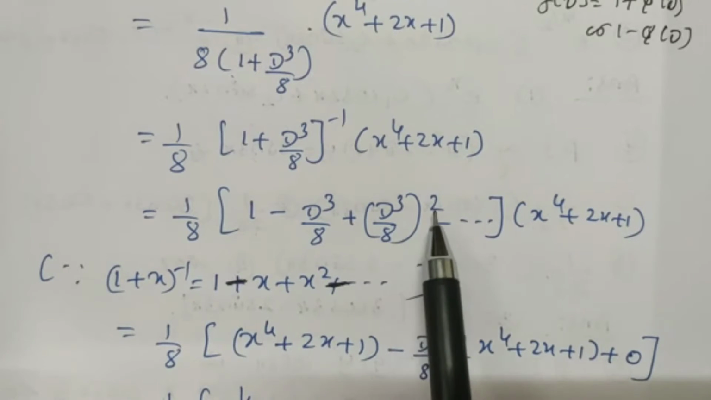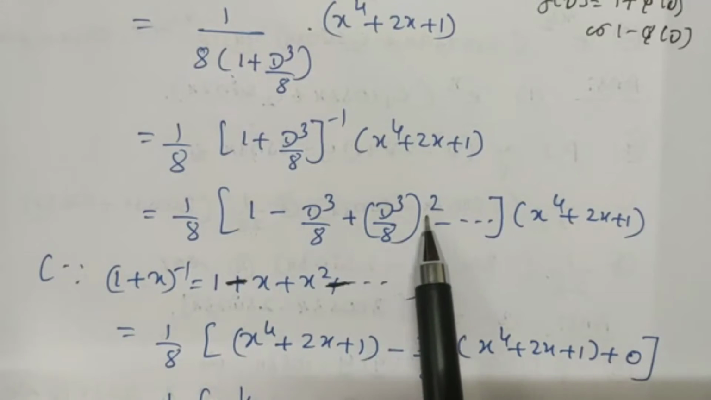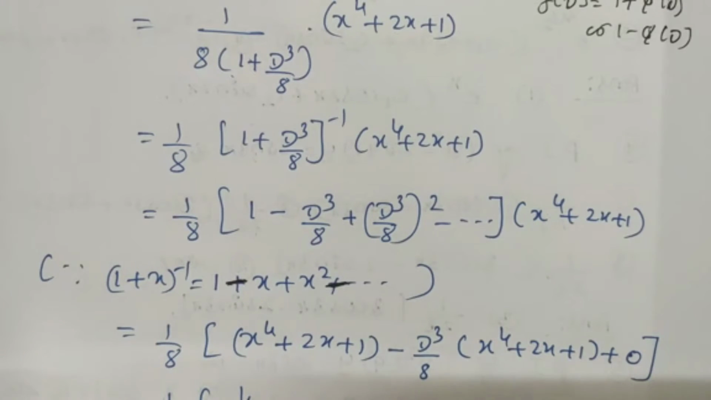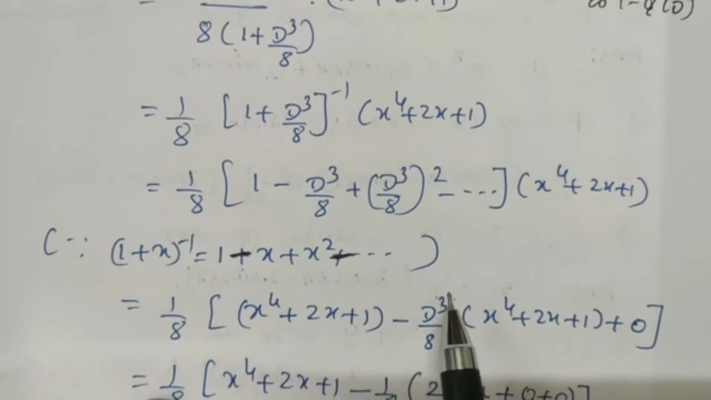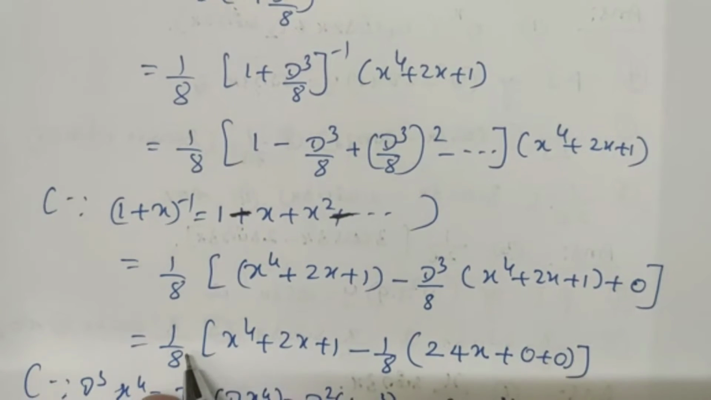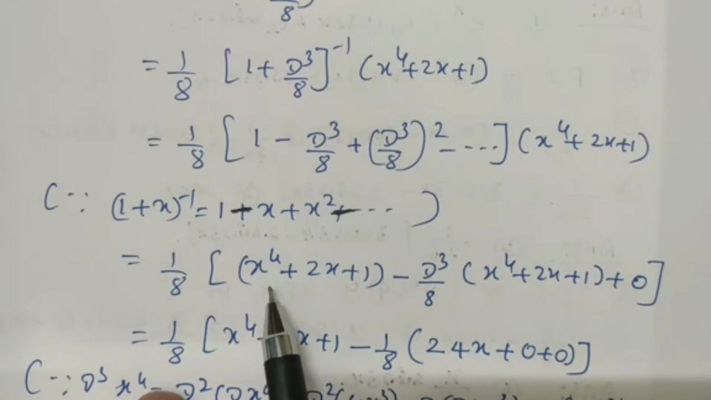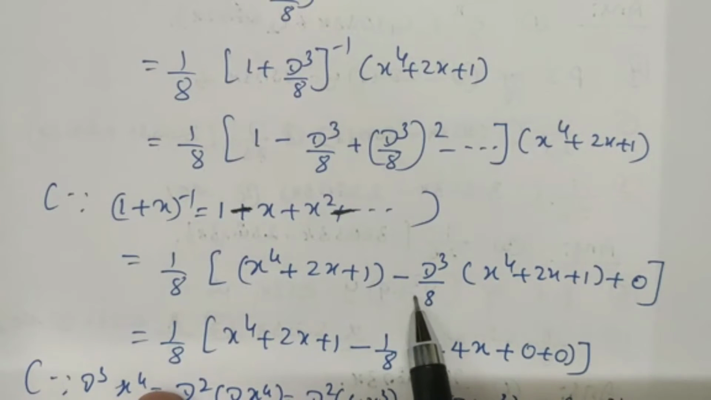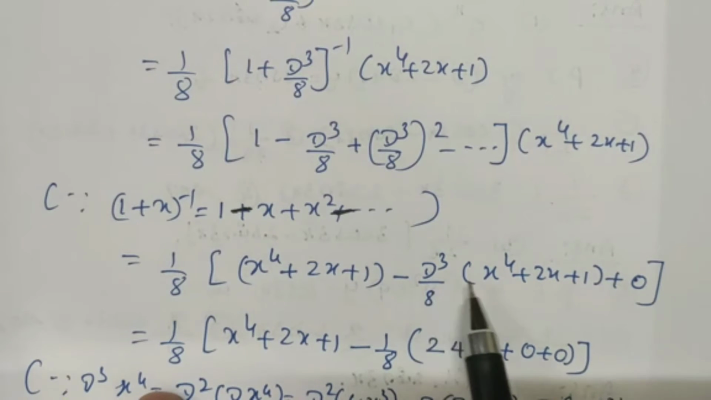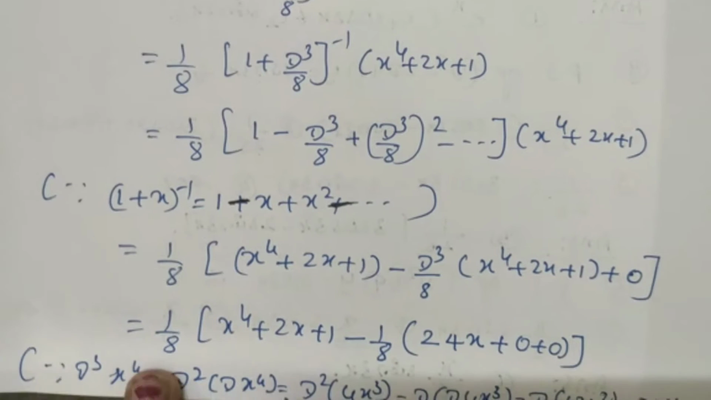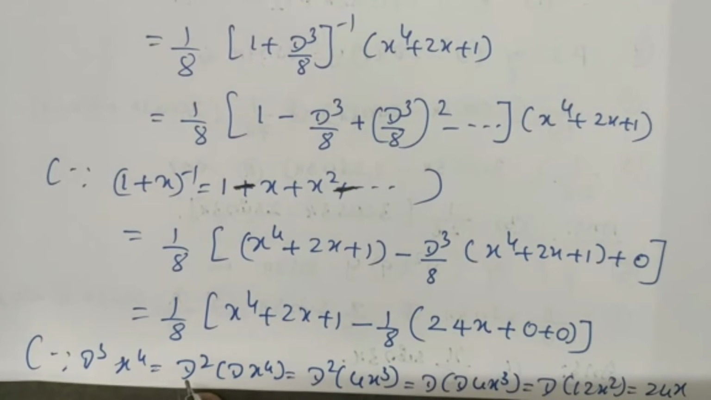Then D raised to 6 it is. If you open this, it will become D raised to 6 divided by 64. So D raised to 6 means this derivative will become 0. Therefore I have neglected this term. So it will be 1 by 8 into x to the power of 4 plus 2x plus 1, minus 1 by 8, third derivative of x raised to 4, which I have done here.